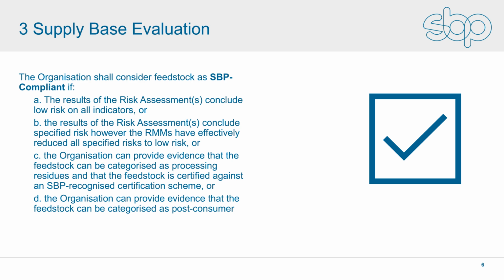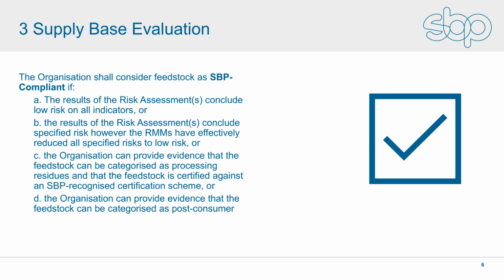Option C. Processing residues certified against an SBP recognized certification scheme. Here, the organization relies on 2 pieces of evidence. First, that the material genuinely qualifies as processing residues, and second, that it carries certification from a scheme SBP has recognized for this purpose. Both pieces of evidence are needed.